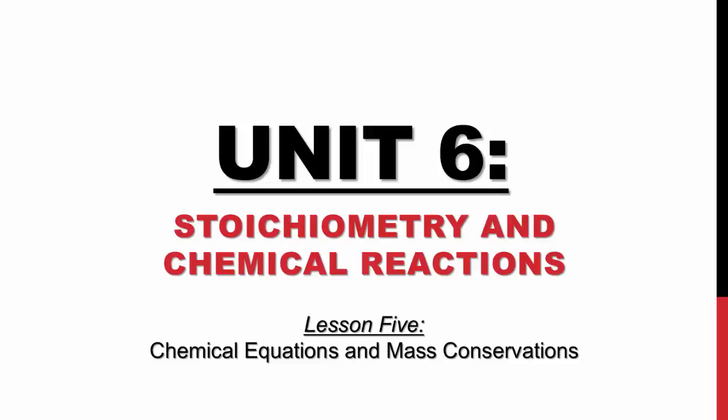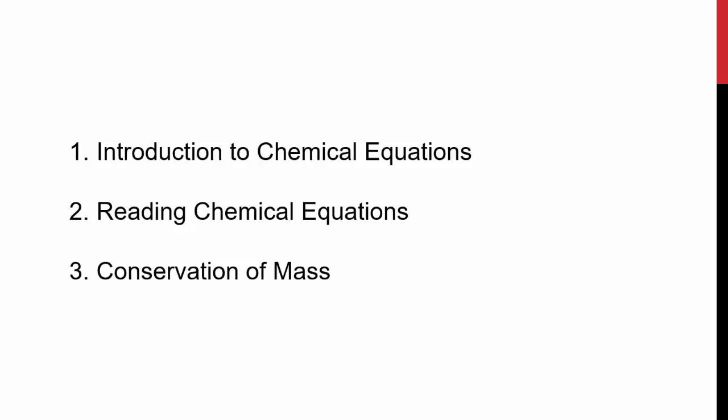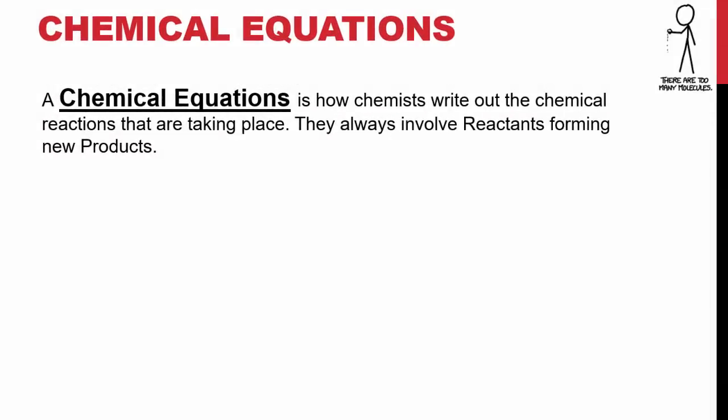Lesson 5 is on chemical equations and mass conservation. So we're going to introduce to you chemical equations. We're going to figure out how to read chemical equations, and then we're going to learn about conservation of mass. A chemical equation is how chemists write out chemical reactions that are taking place. They always involve reactants forming new products.